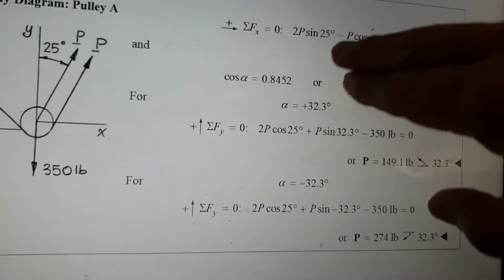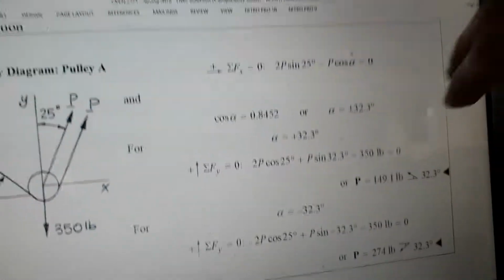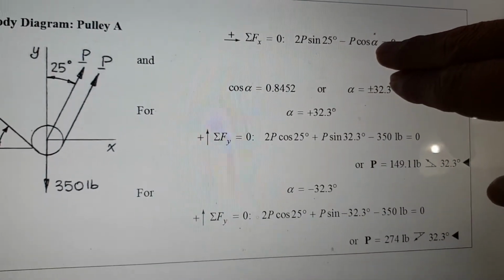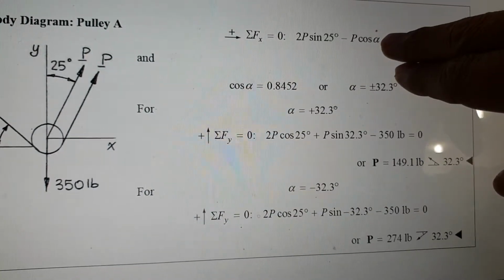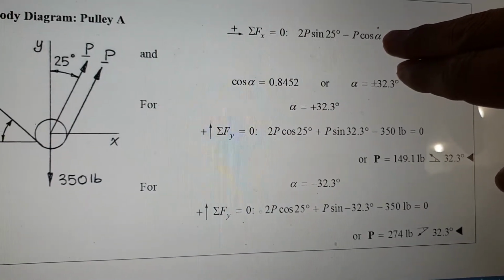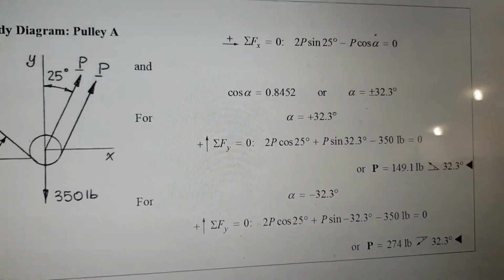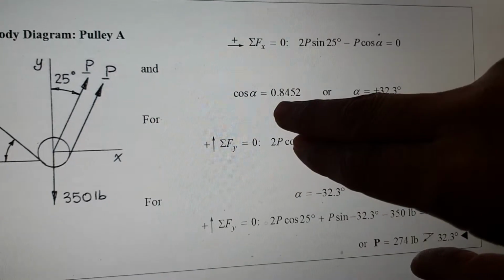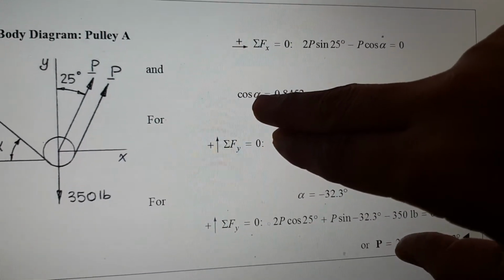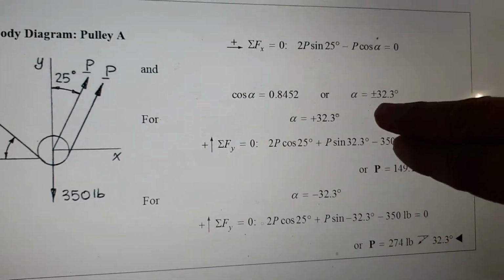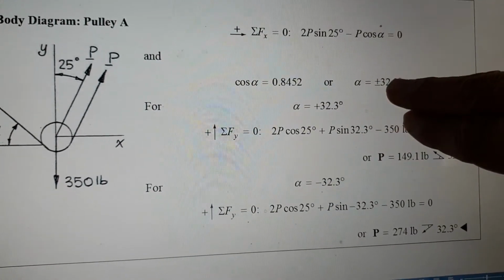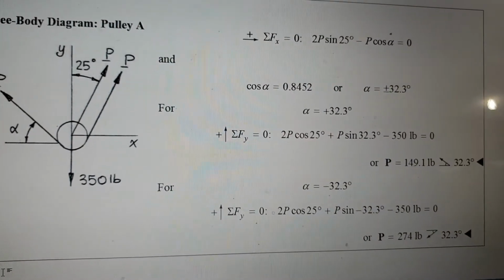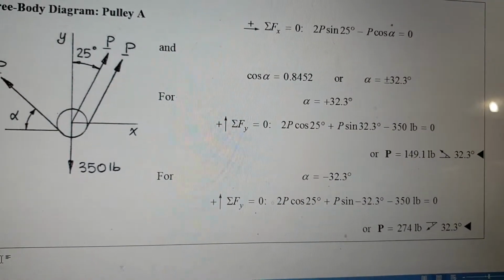We could see that this B and P will cancel out because it's equal to 0. You'll end up with 2 sine 25 minus cosine alpha. And from this, you could find cosine alpha easily, which means that cosine alpha is equal to 2 sine 25. You could go ahead and do the 2 sine 25. It will give you 0.8452. That's cosine alpha. So alpha is equal to cosine inverse of this. You will get alpha is equal to plus or minus 32.3. So you'll have two angles here, plus 32.3 and minus 32.3.